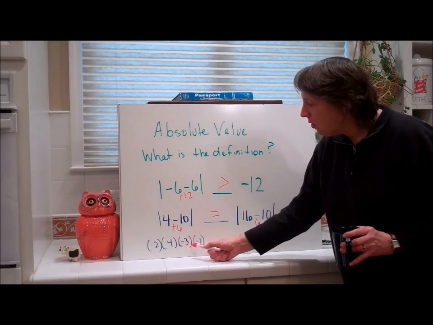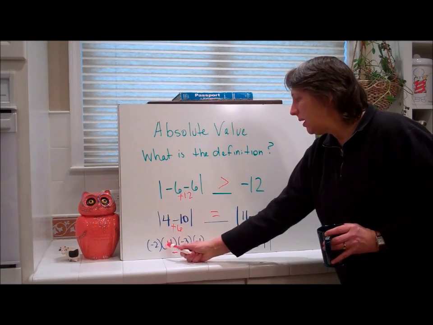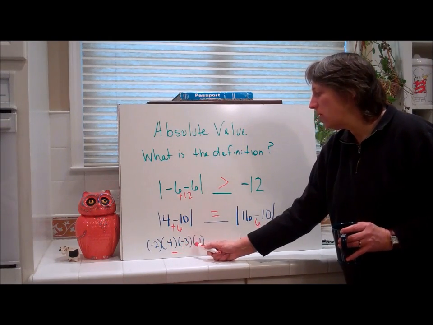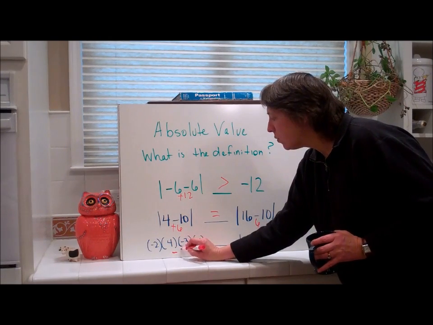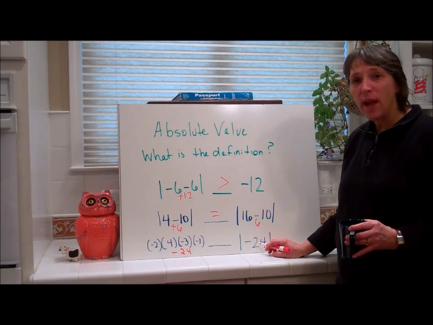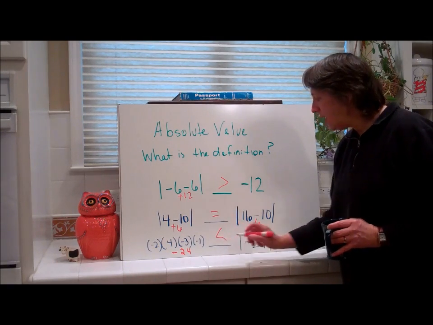Down here we determined that we find the sign first. It's negative because we have 3 negative signs. Then 2 times 4 is 8, times 3 is 24, times 1, so we have a negative 24. See how I'm showing my work? And then the absolute value of negative 24 is 24. So this one is less than.